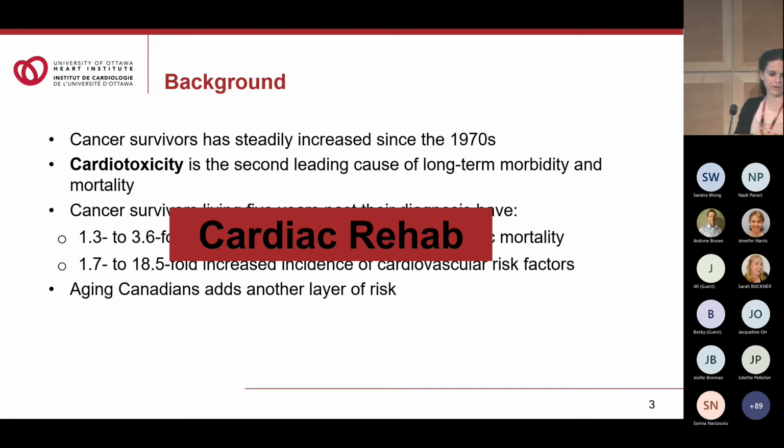So as a bit of background, with advances in early detection and treatment, the number of cancer survivors has steadily increased since the 1970s. Survivorship is defined as the phase that follows primary treatment and lasts until cancer recurrence or end of life. Following secondary malignancies, cardiotoxicity is the second leading cause of long-term morbidity and mortality among cancer survivors. Cardiotoxicity is defined as the direct effects of cancer treatment on heart function and structure.